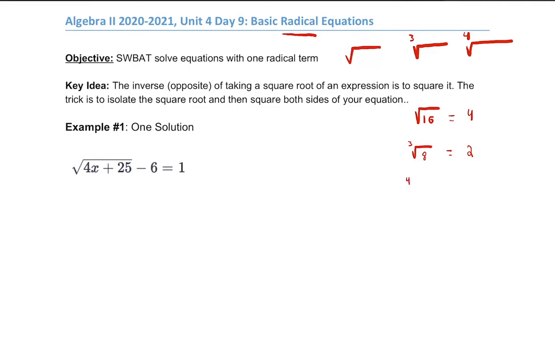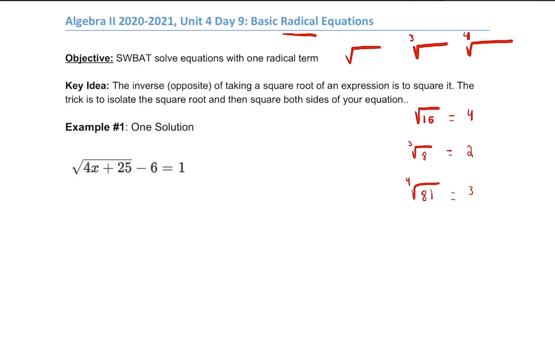What if we did like the fourth root of 81? So what number times itself 4 times is 81? 3 times 3 times 3 is 27, times one more 3 is 81. That would be 3. So what we're going to be doing is solving equations where these radicals are inside of the root.